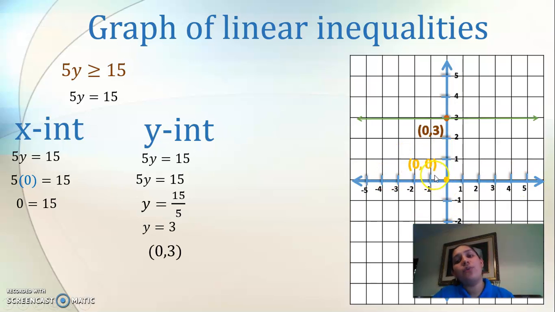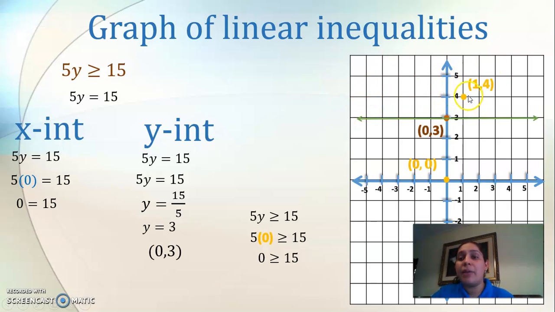And I'm going to start working with (0, 0) because (0, 0) is much easier. I have 5y is greater than or equal to 15. So 5 times 0 is greater than or equal to 15. I multiply 5 times 0 and I get 0. And is 0 greater than or equal to 15? No, it's not. So this means I'm not working with this side because my answer is not possible.